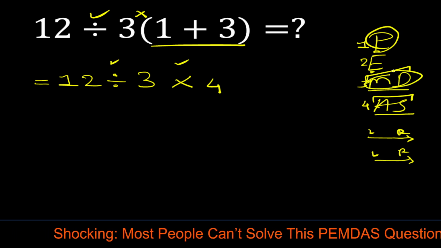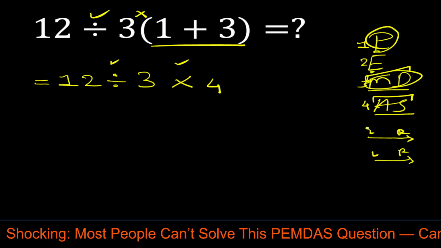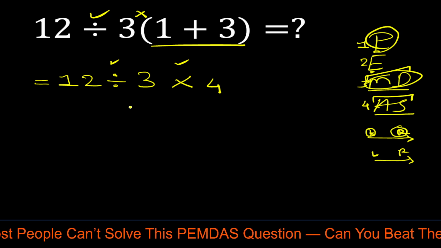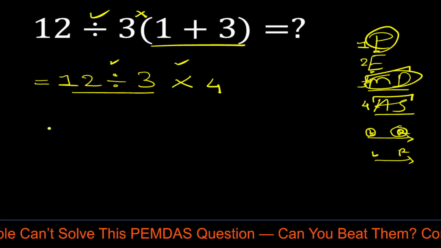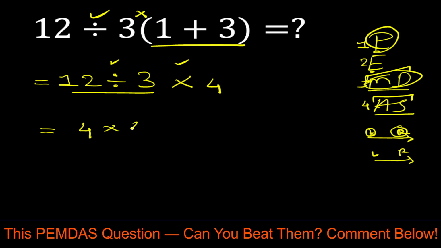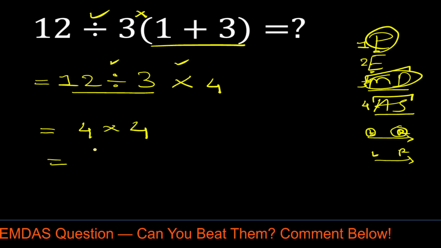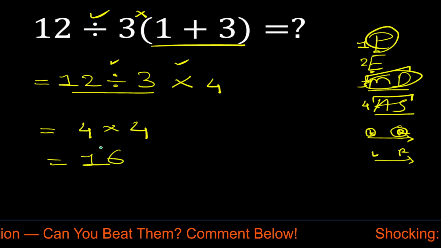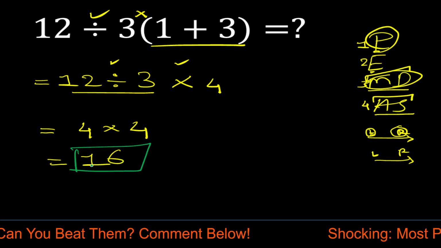So multiplication and division both have equal priority. So we have to solve it from left to right. So first we have to solve this division, right? So 12 divided by 3 is equal to 4 times 4. So 4 times 4 is equal to 16. Right? So the correct answer is 16.